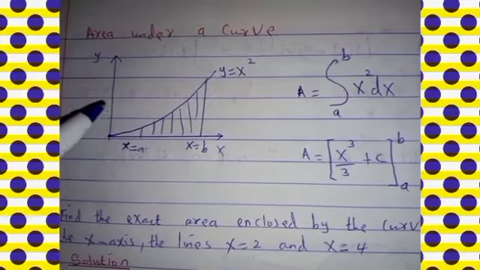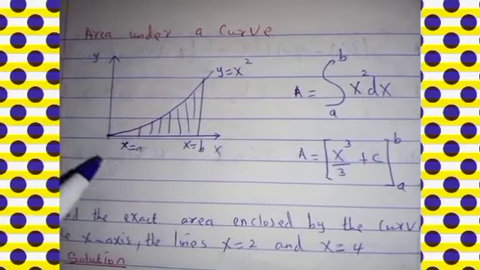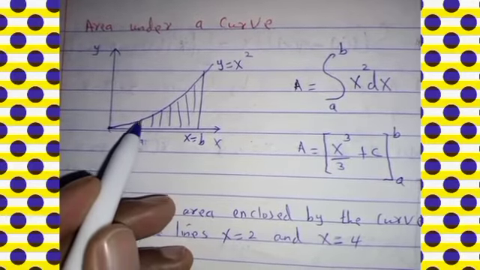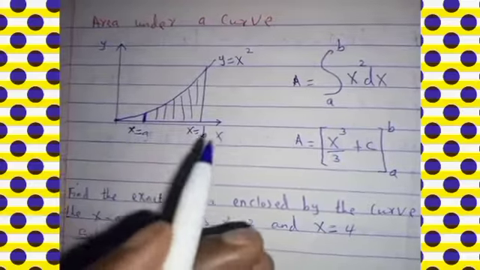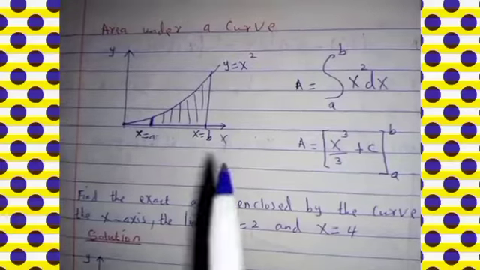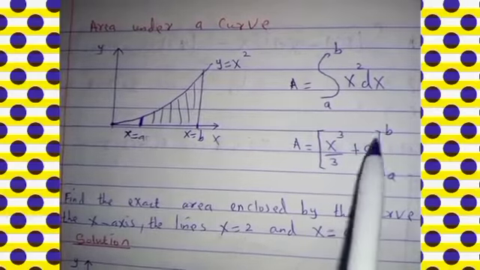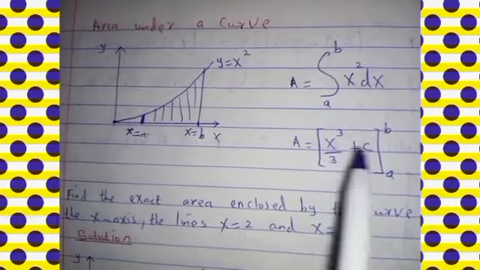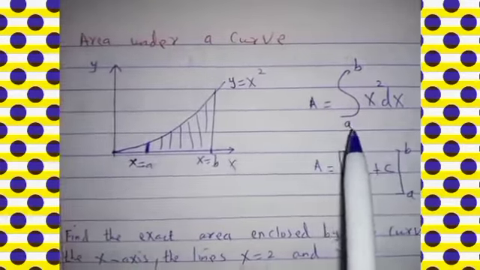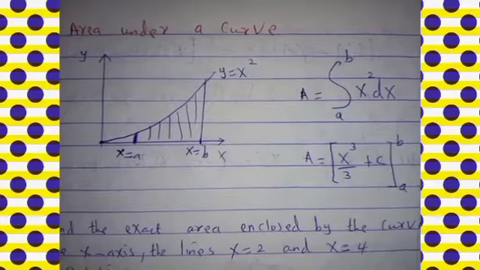We can use integration to find the area under a curve as shown here. In this case, our area begins from x is equal to a from here, and it is ending at this point here. And the curve we are considering is y is equal to x squared. So we simply integrate our curve from the lower boundary, which is a, to the upper boundary, which is b. This symbol tells you to integrate.